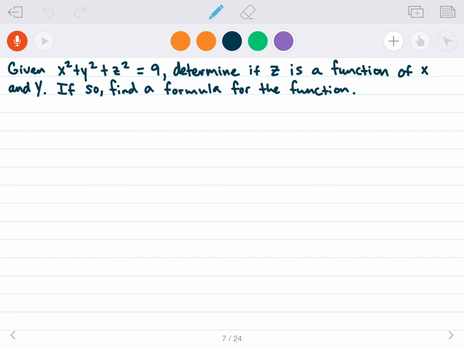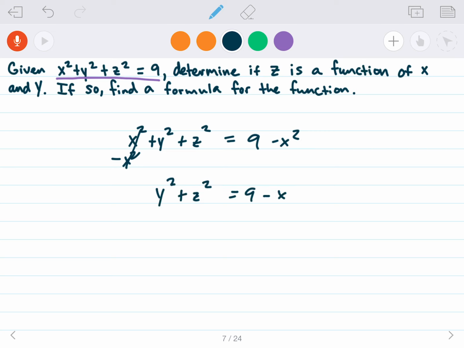Let's take a look at another example. So here we're given the equation x squared plus y squared plus z squared equals 9. Is z a function of x and y? If so, give the formula. So again, we're just going to start by isolating z. And to do that, I'll first subtract x squared. And then I'll go ahead and subtract y squared. So I get z squared is equal to 9 minus x squared minus y squared.